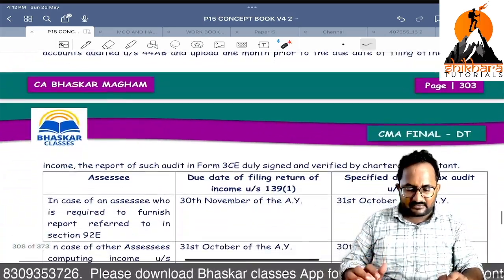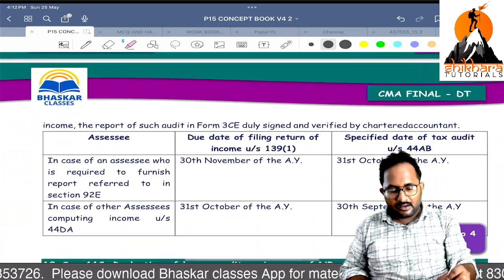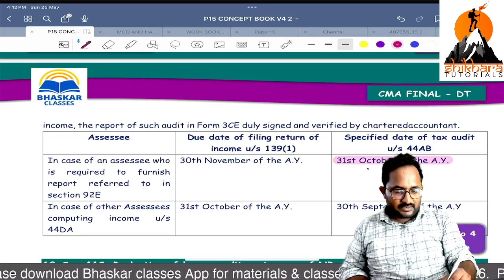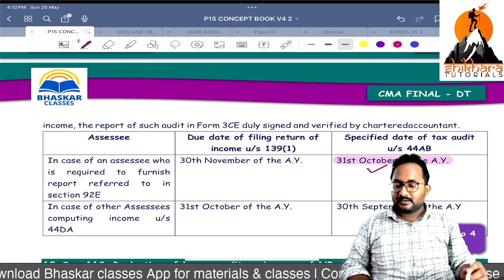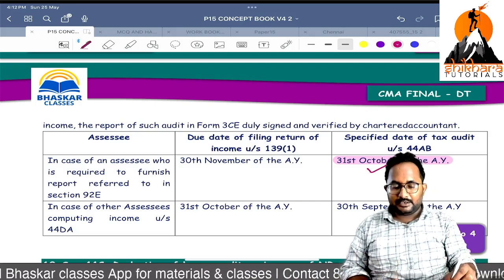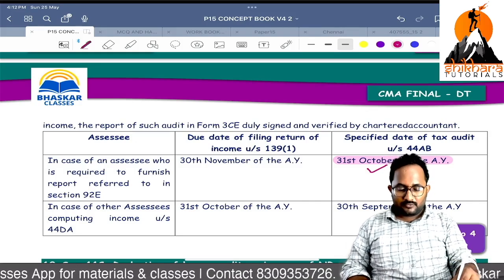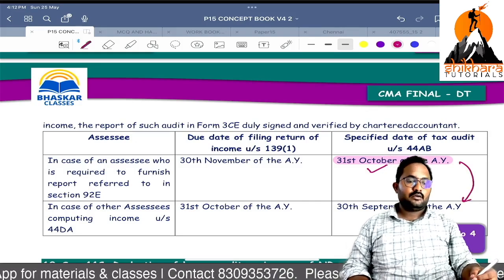So I don't want to waste my time also. These things you already know, ma. Tax audit report is generally required to be filed. What is the date, ma? The tax audit related due date is nothing but what, ma? 31st October. For that you have to submit the report before what, ma?